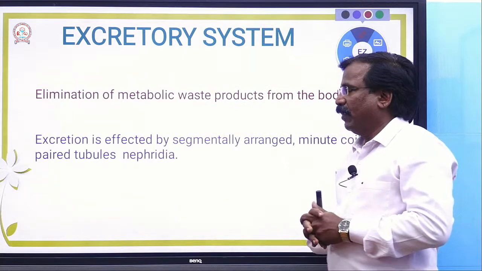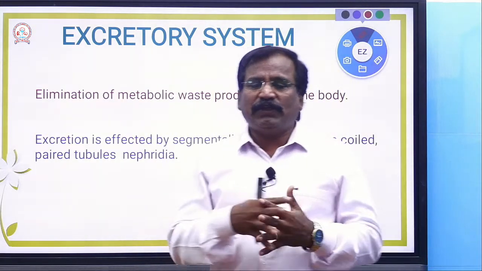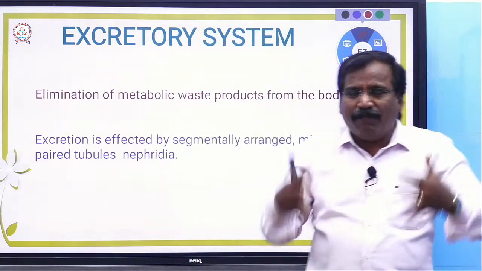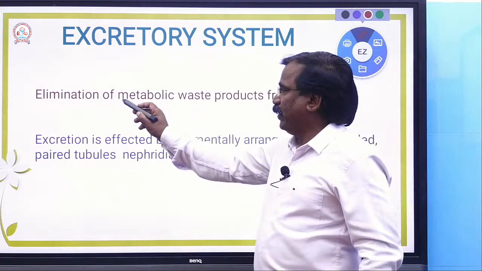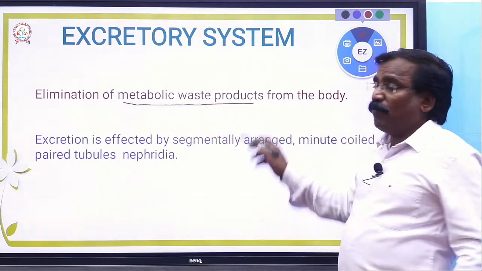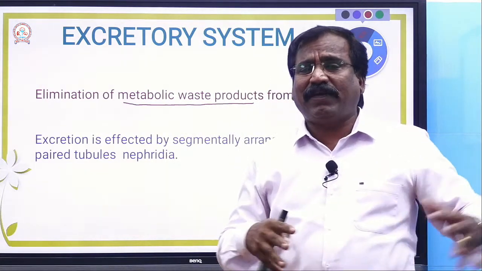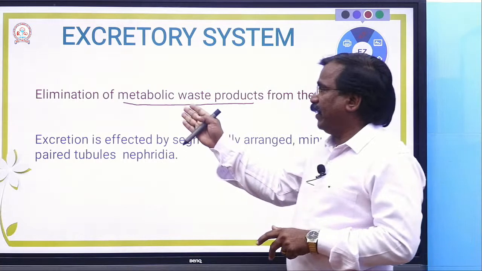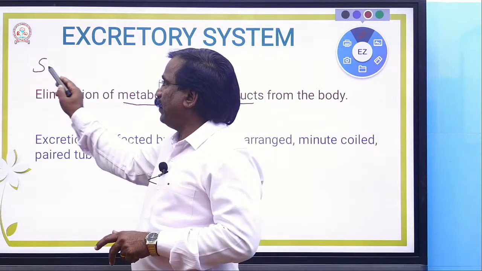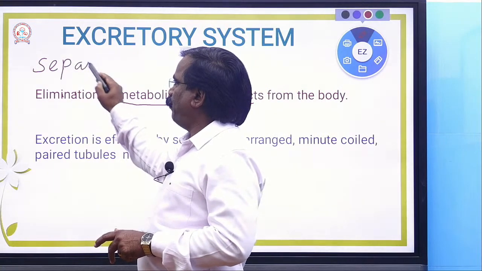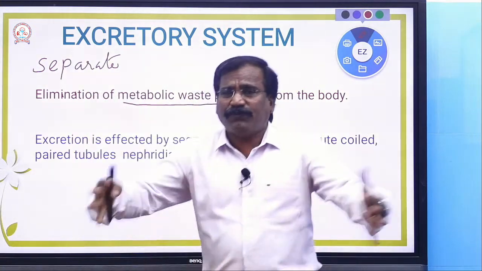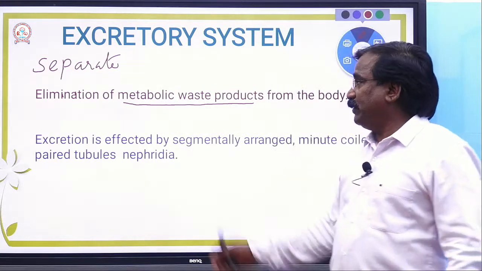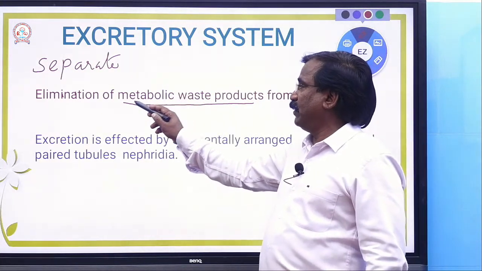Yeah, you are right, very good. The separation and elimination of the nitrogenous waste materials from the body, or the separation and elimination of the metabolic waste product from the body, is called excretion. Metabolic waste product, don't think it is undigested waste product; that is called defecation or egestion. Separation means removing from the body, and thrown outside the body is called elimination.